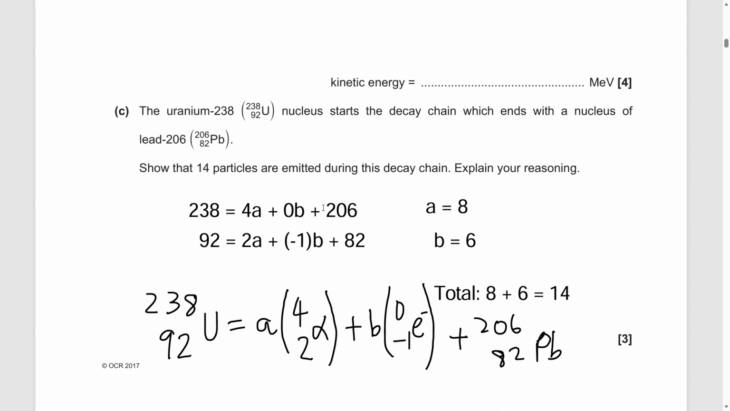For this question, you need to use a bit of algebra. So 238, 92 uranium is equal to alpha, 4, 2 alpha times A plus the electrons times B plus 206, 82 lead. Now, because you don't know how many alpha particles there are, you don't know how many electrons there are, that's why I put A and B there. And then you solve the simultaneous equations.